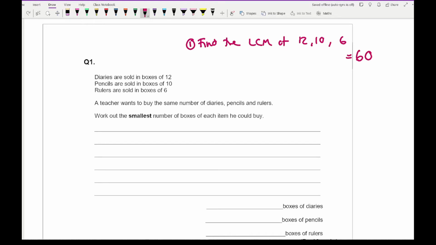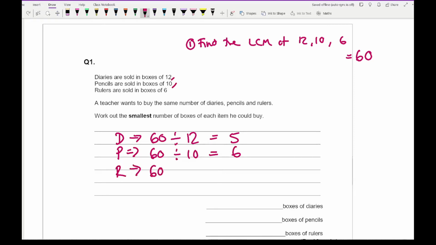So for this, in terms of the diaries, which I'm just going to abbreviate as D, I'm going to be doing 60 divided by 12, which is 5. For the pencils, I'm going to do 60 divided by 10, and that gives me 6. And the reason why I'm choosing 12 and 10 is because that's the size of the boxes. And then for rulers, that's going to be 60 divided by 6, which is 10. So my answer then is going to be 5 boxes of diaries, 6 boxes of pencils, and 10 boxes of rulers.